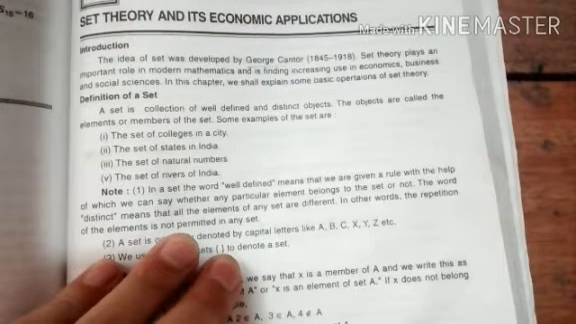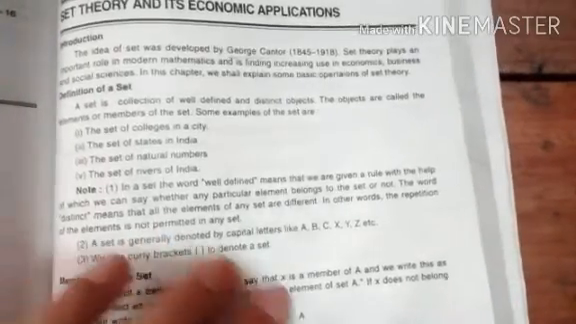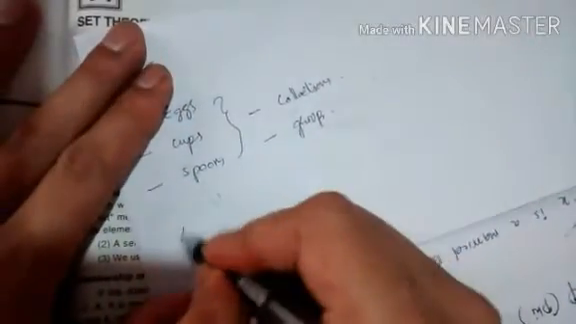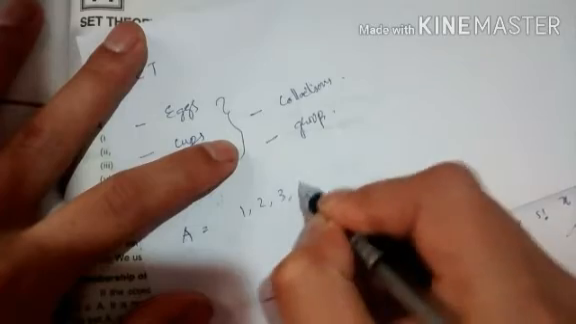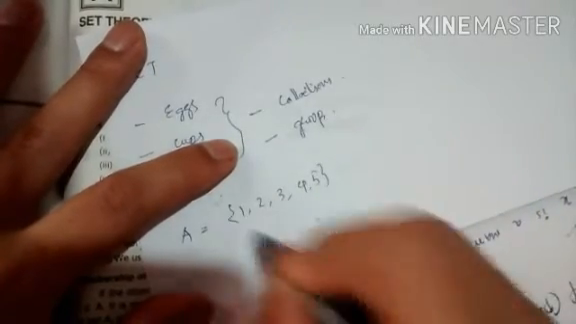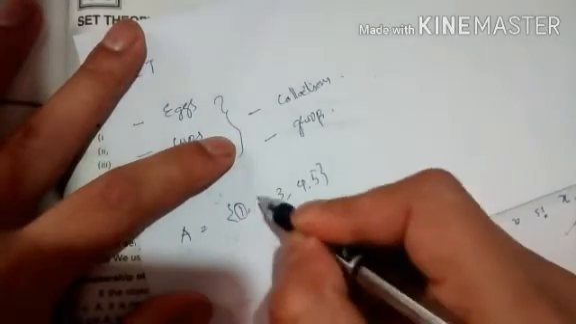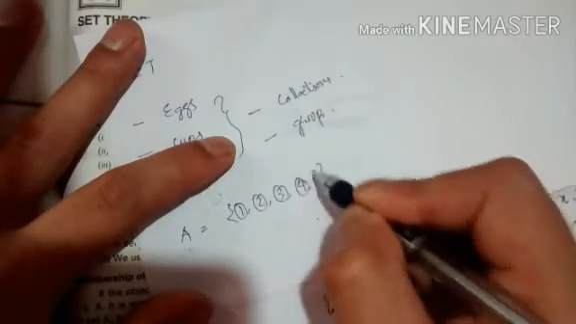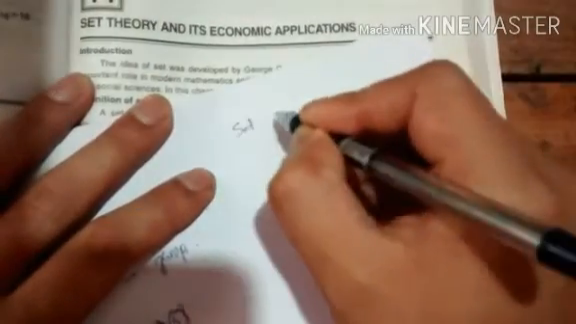For example, a set of numbers between 1 to 5, let's say. It will be 1, 2, 3, 4, 5. Each of these elements is distinct from the others and they are not repetitive. So that's why a set is defined as a collection of.